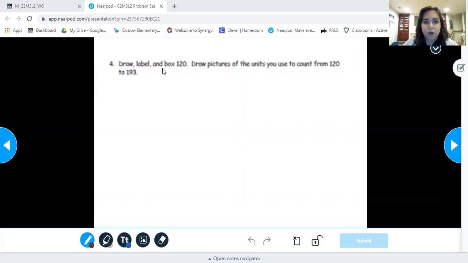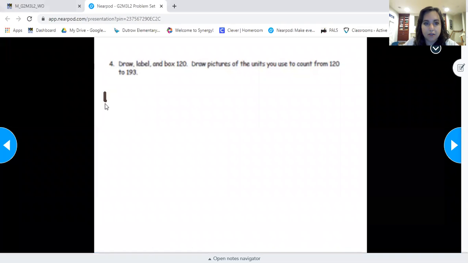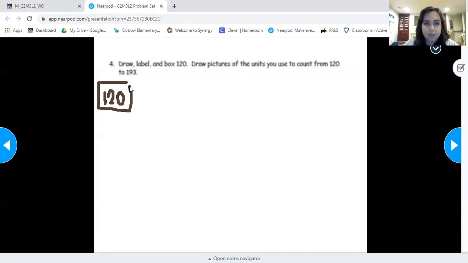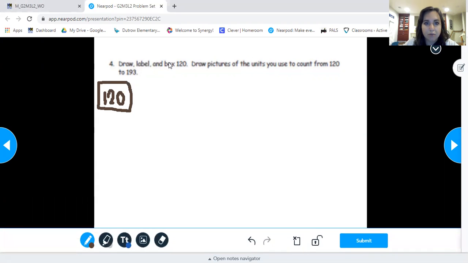So our instructions say draw, label, and box 120. Draw pictures of the units you use to count from 120 to 193. So draw, label, and box 120. So here's our number 120, and I'm going to make a box around it. So now I have labeled and boxed 120. And now we need to draw it with those units we were practicing with on Thursday.